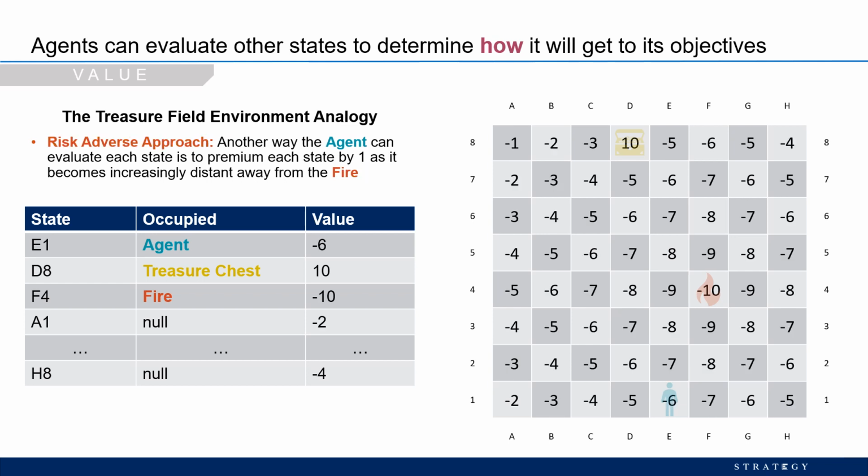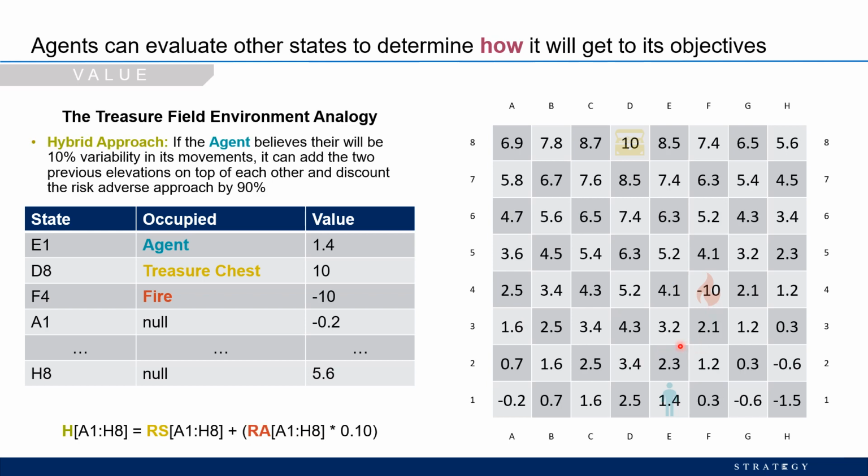Another approach we can take, I'll call the risk-averse approach. And rather than discounting all the states from their proximity to where the treasure chest is, I'm going to give them a premium for how far they are away from the fire, meaning that our primary objective is that we want to avoid the fire at all costs. And you see all these states are now valued differently. And instead of being valued from how close they are to the treasure chest, they are valued by how far away they are from the fire.